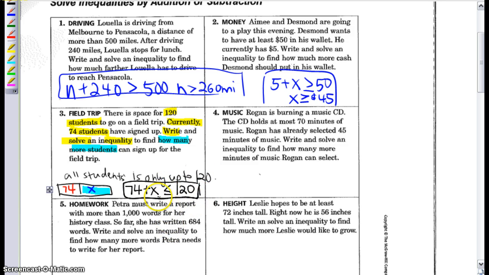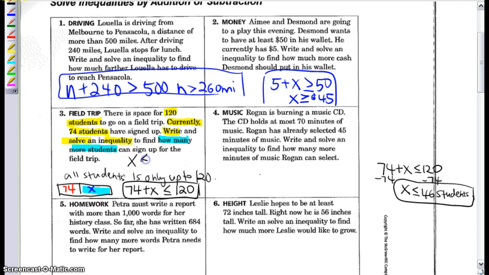To solve that inequality, I'm going to do that over here. 74 plus x is less than or equal to 120. To find x, I want to isolate it by subtracting 74 from this 120, giving me 46. So x is any number less than or equal to 46 students. So I'm going to label that. And then that's how many spaces are left and how many more students can sign up. So I'm going to write that answer here. X is less than or equal to 46 students. And that's the solution to this problem.